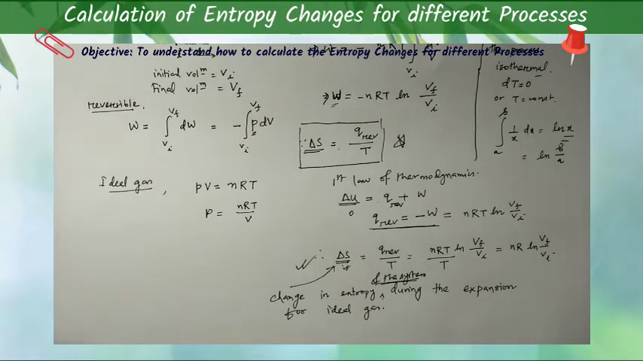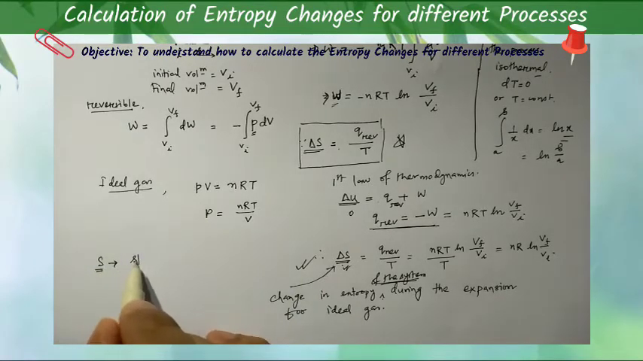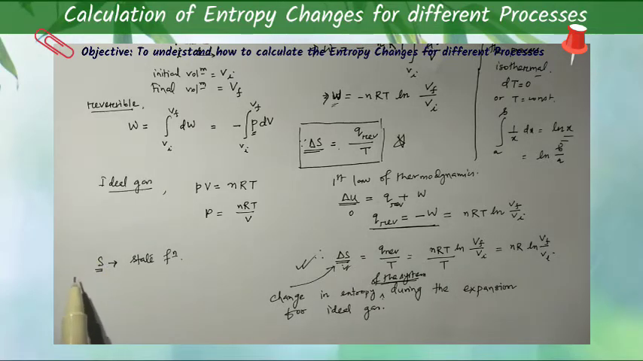Again, S represents entropy. We know one important point, that entropy is a state function. What is the meaning of a state function? It means the value or magnitude of entropy does not depend upon the path via which it reaches that position. So if we calculate the entropy for a state, it will not depend upon the path.